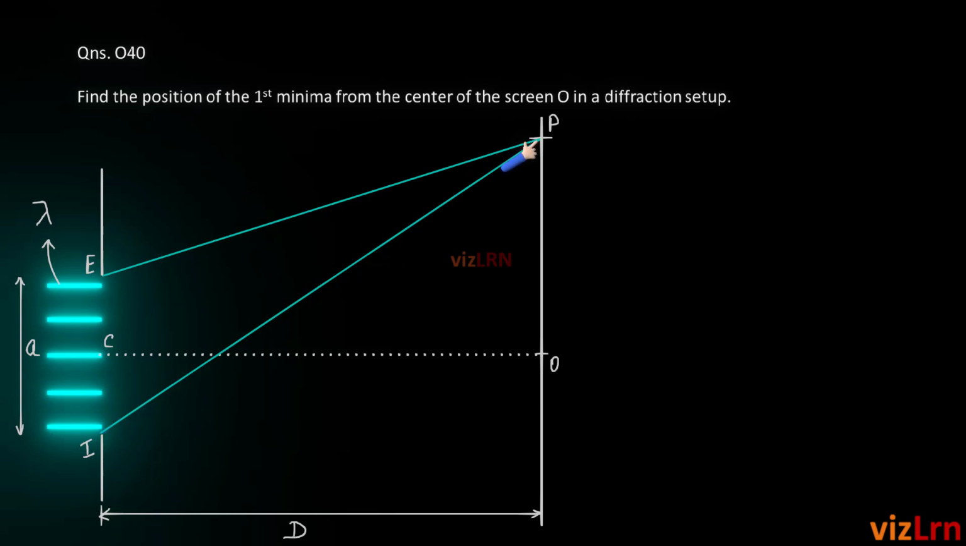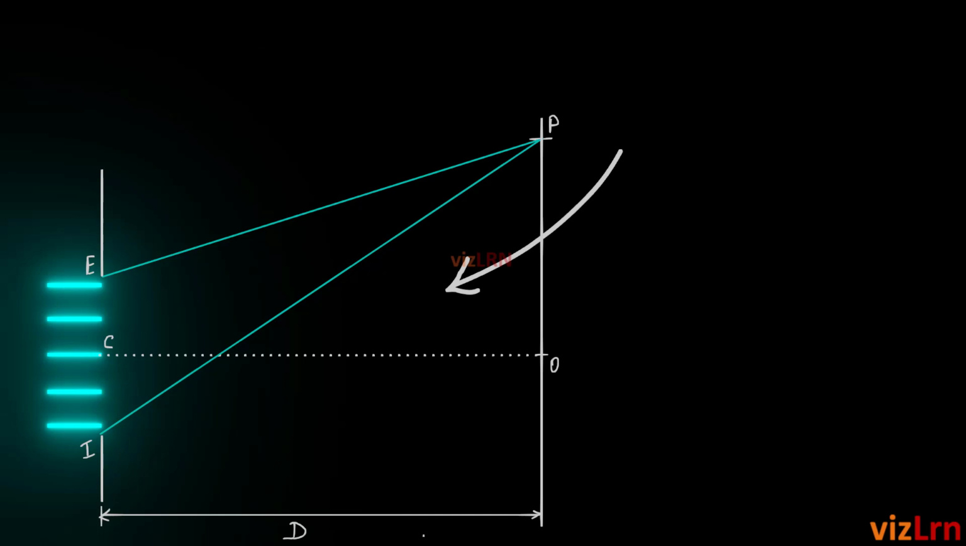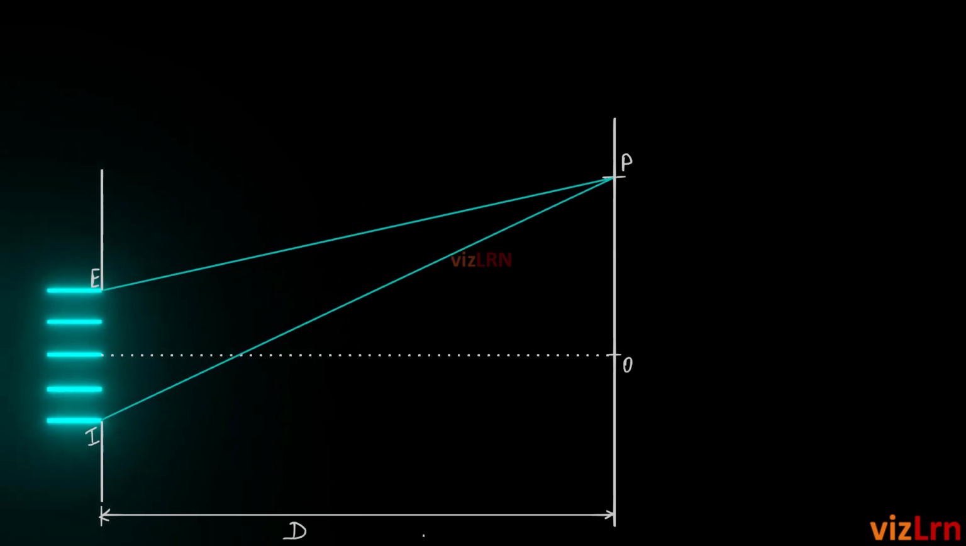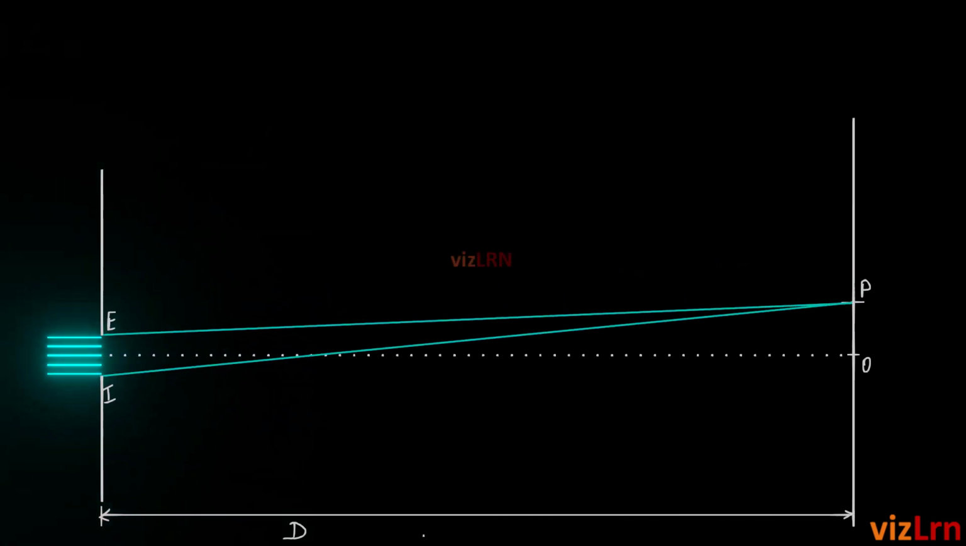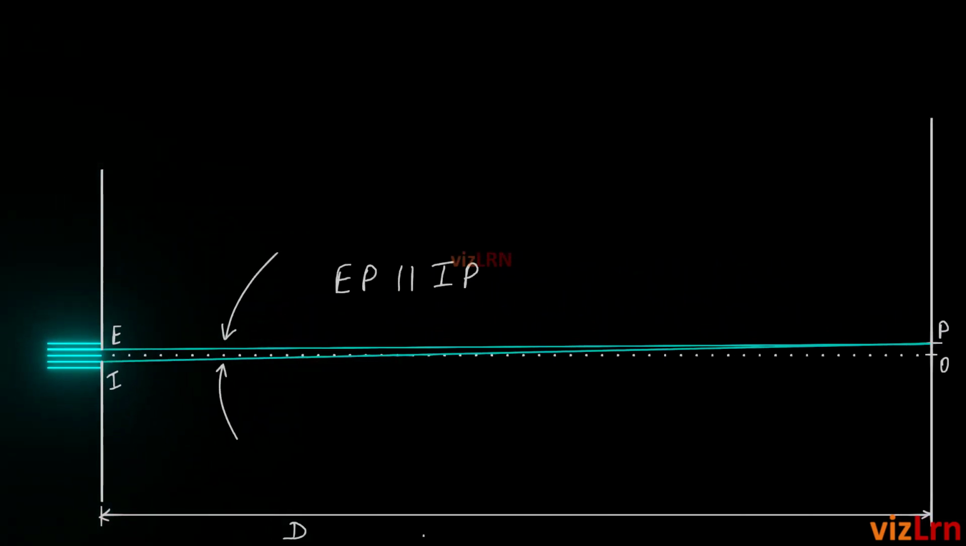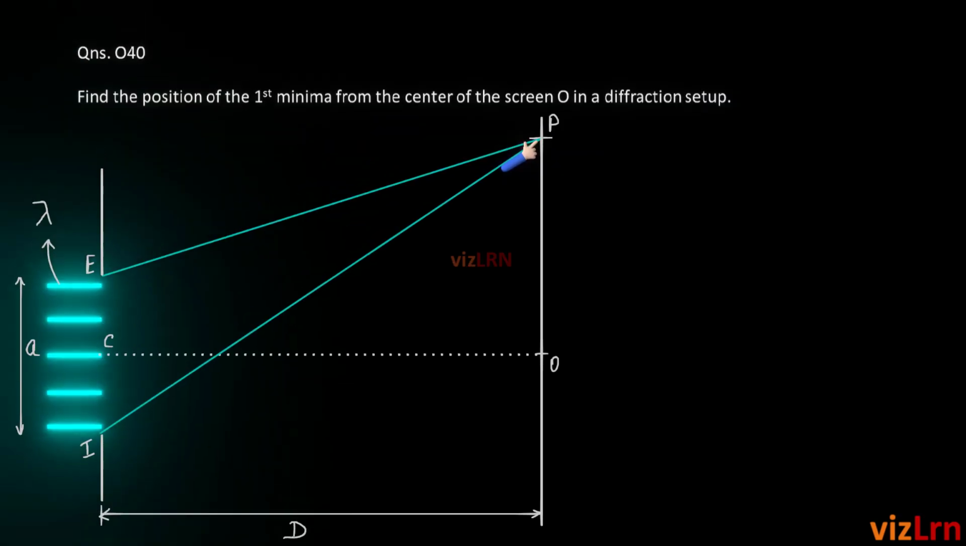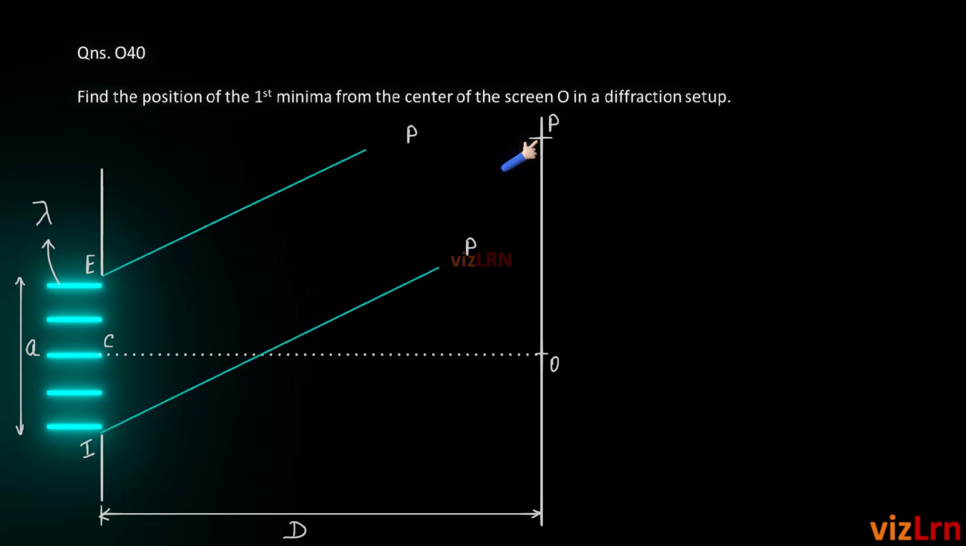Now remember that this diagram is not to scale and D is much larger than the slit width and wavelength. And a better picture of reality will be something like this, where ray EP and IP will be nearly parallel. So coming back to our unscaled version, we can take rays EP and IP to be nearly parallel.